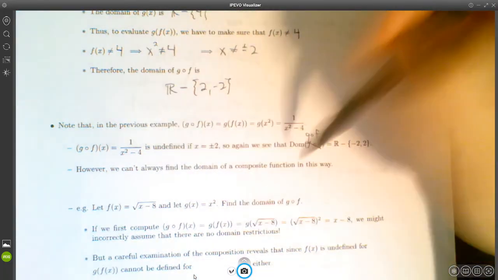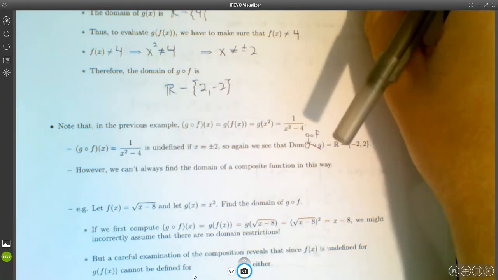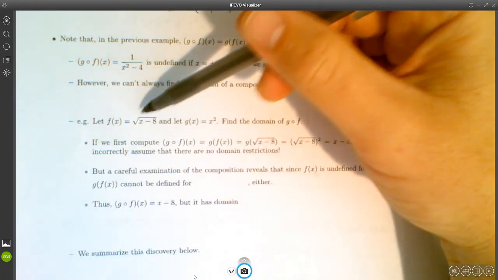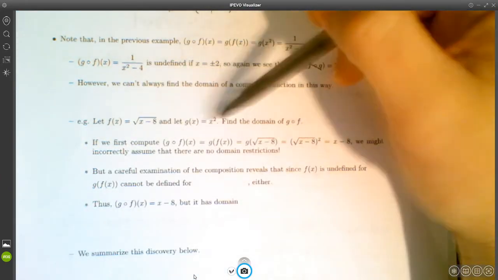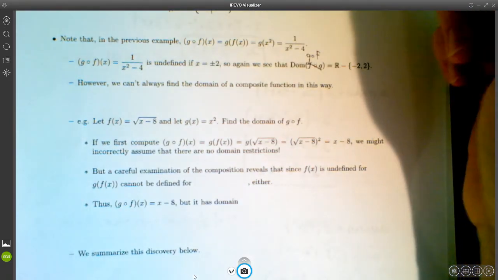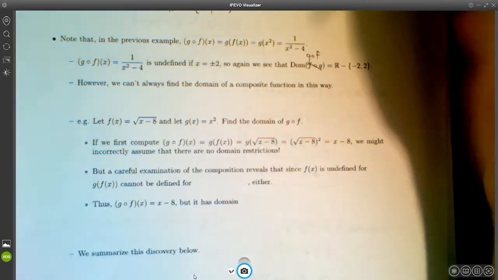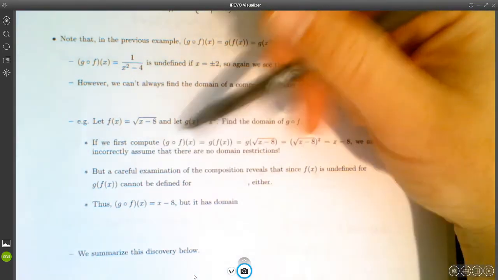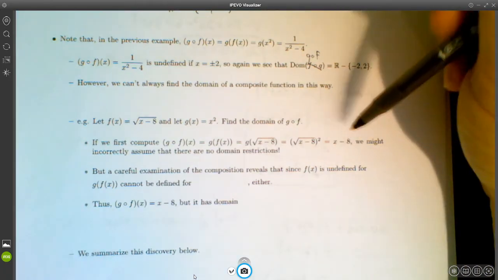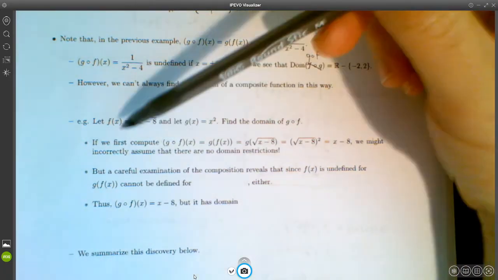This doesn't always work, though. So let me give you an example where this doesn't work out. Let's say that f of x is square root of x minus 8 and that g of x is x squared. And let's say that we want to find the domain of g of f. If we try to find the domain of g of f by actually finding the composition first and then figuring out what the domain of the composite function is, we're going to run into the following issue.